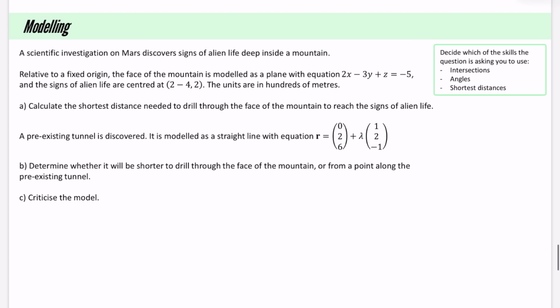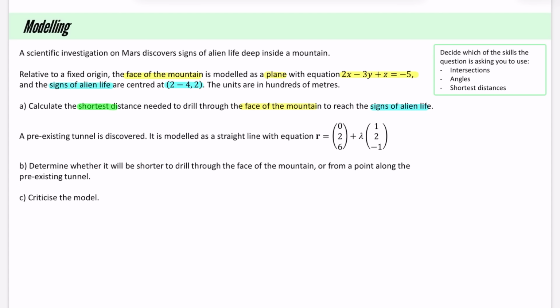So, a scientific investigation on Mars discovers signs of alien life deep inside a mountain. Relative to a fixed origin, the face of the mountain is modelled as a plane. Okay, that seems pretty important. The face of the mountain is being modelled as a plane with this equation. And the signs of alien life are centred at this point. The units are in hundreds of metres. Calculate the shortest distance needed to drill through the face of the mountain to reach the signs of alien life.